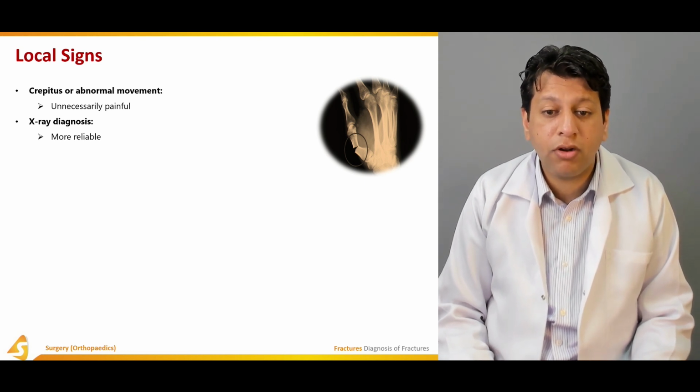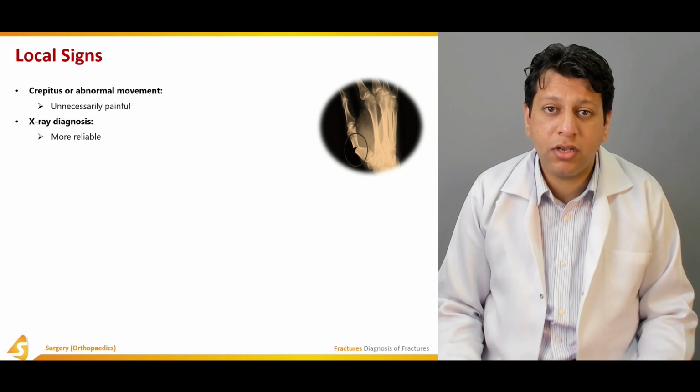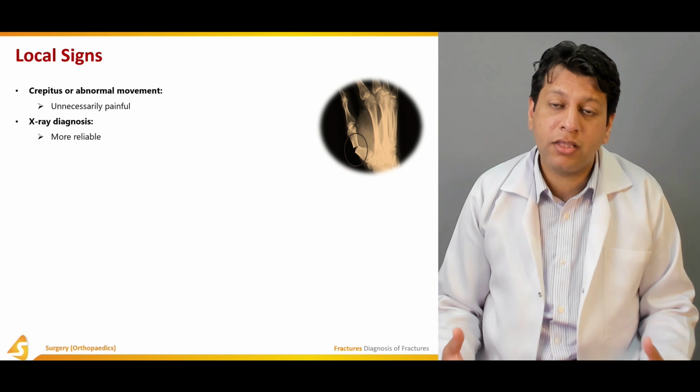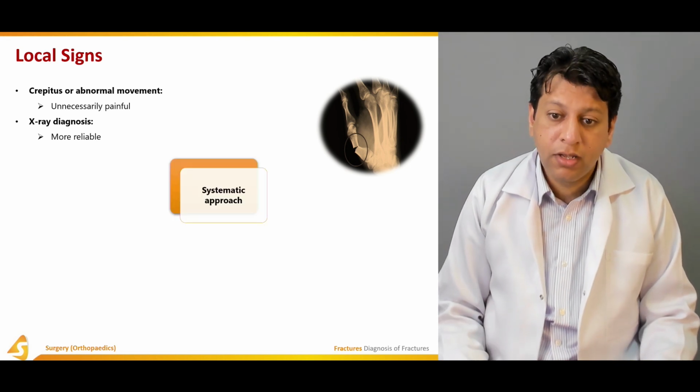X-rays are more diagnostic because bone is clearly visible on the X-rays, and usually the fracture line appears black and the bone appears white on the X-rays.